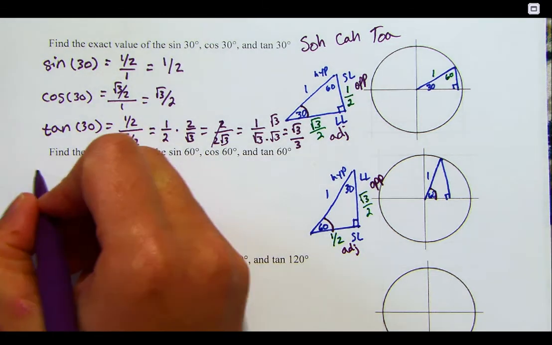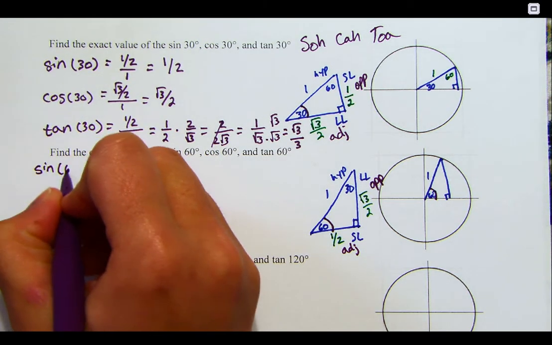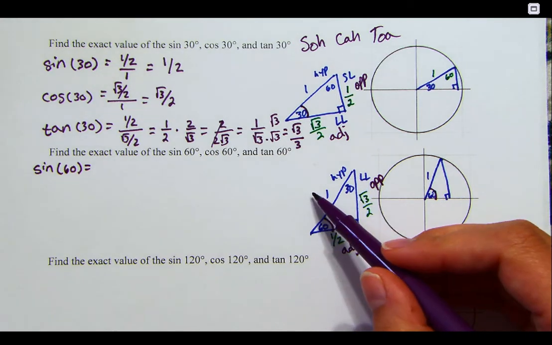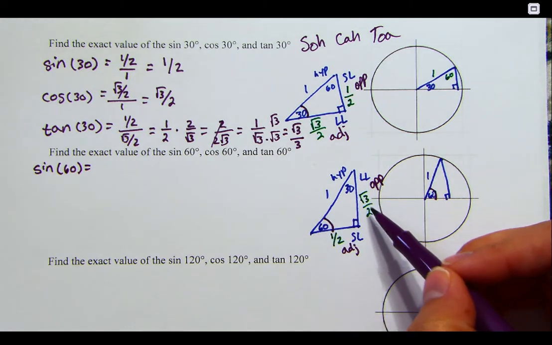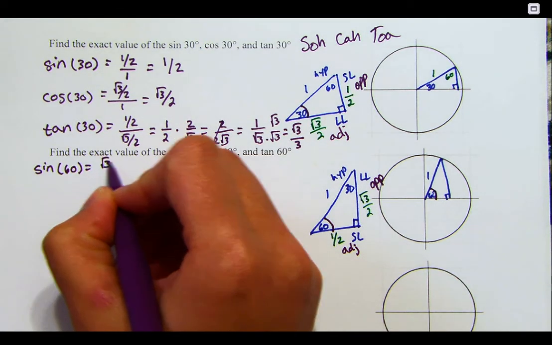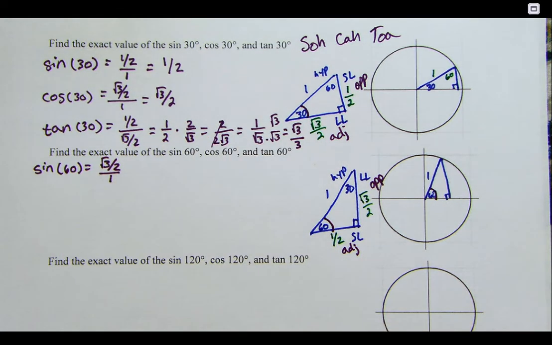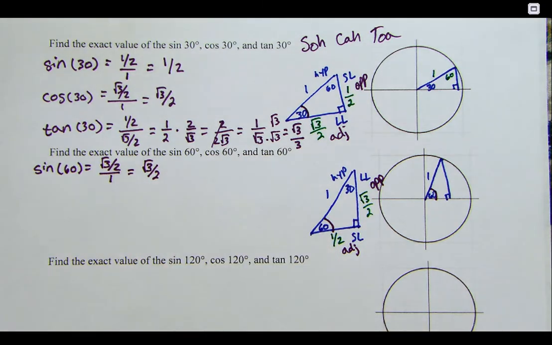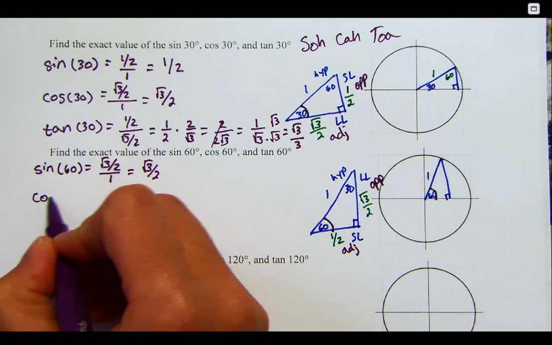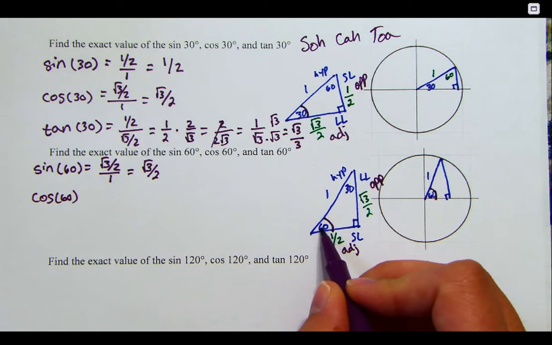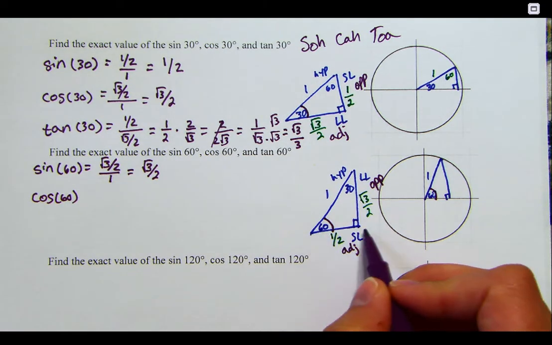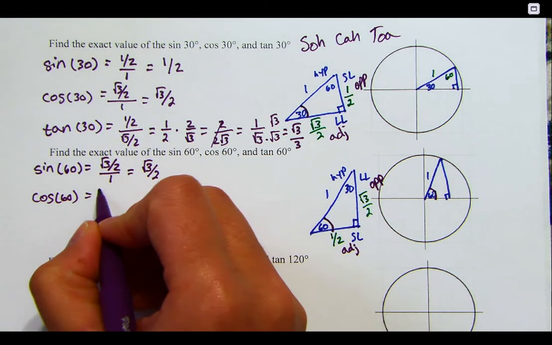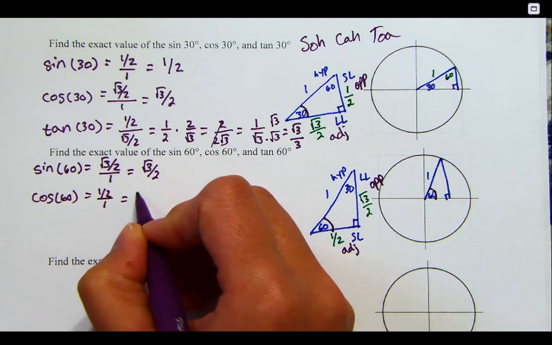So let's start with the sine of 60. The sine of 60 is opposite over the hypotenuse. So I would take the square root of 3 over 2, and then we are dividing it by 1, which would just simplify to be square root of 3 over 2. Cosine of 60. Again, here's my angle. I need to use the adjacent side, which is 1/2, divided by the hypotenuse. So 1/2 divided by 1 is going to be 1/2.